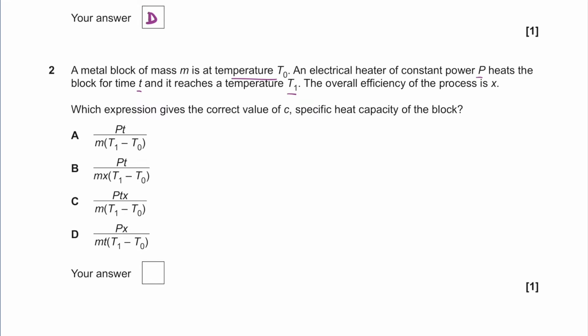The overall efficiency of this process is X. Which is the correct expression for the specific heat capacity of the block? We know C is equal to E, the energy transferred, divided by M delta T, which is the change in temperature. Because this system is X amount efficient, you're going to have X amount of the total energy being transferred, which can therefore be written as X times P times T, which is the time. So that will give me C as the correct option here.